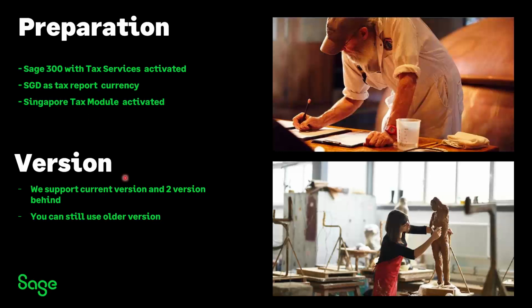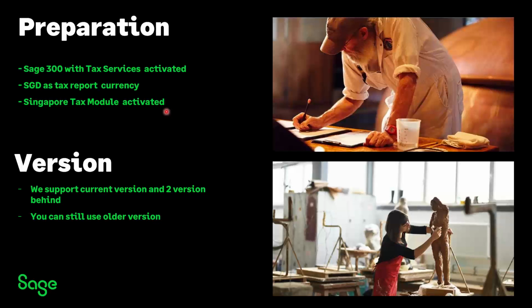Now, for the versions that SAGE supports for SAGE 300, our support policy is always the current version plus 2 versions behind. For example, now we are in 2022. So the versions that SAGE supports for SAGE 300 are SAGE 300 2022 plus 2 versions behind, which are SAGE 300 2021 and SAGE 300 2020. However, as I mentioned in my previous session for option number 1, there is no restriction on the version itself. You can still use your older version as long as it fulfills these 3 things above.